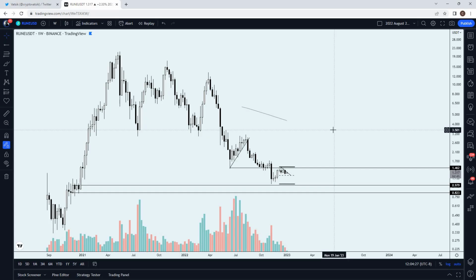Okay, today we're going to be covering RUNE. We're on the weekly here on Binance and we're going to start with this high time frame to get those key levels, and then we'll drill into the lower time frame of what we're currently seeing. I've got some markings on the chart currently, as you can see.